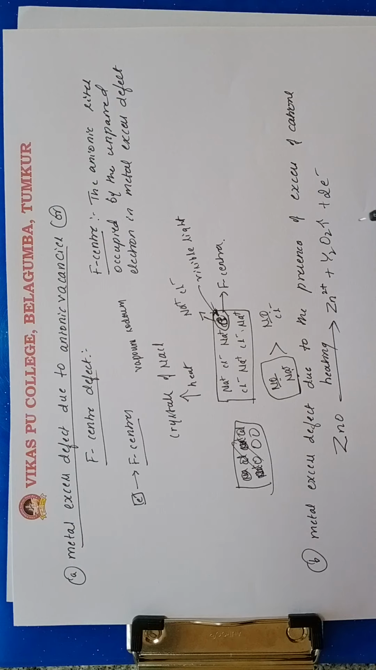Now the excess Zn2+ ions occupy the interstitial sites. The electrons remain at the lattice points. That we call a metal excess defect due to the presence of excess cations. This is about the metal excess defect.